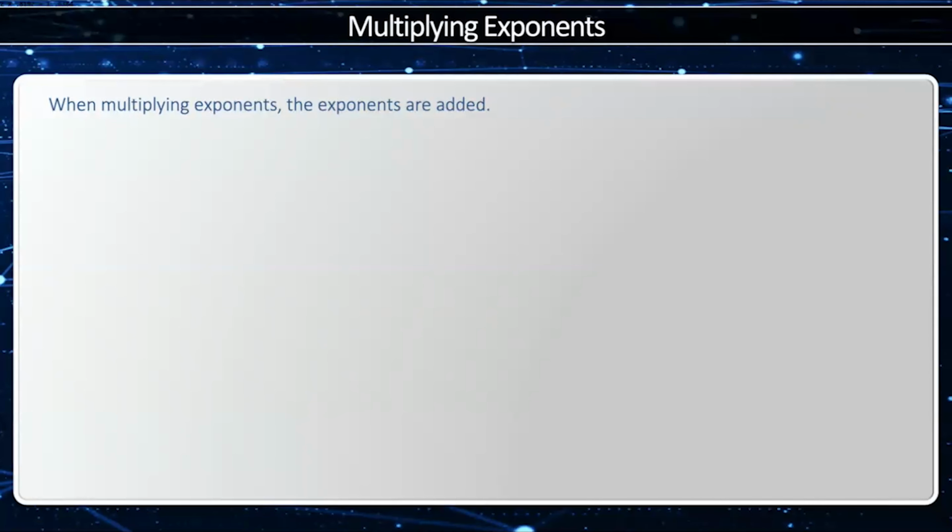Now, before we get too far into this, we need to review a little bit of math. When multiplying exponents, the exponents are added. Let's say 100 times 1,000, and that's, of course, 100,000. That's the same as 10 squared times 10 cubed, which is 10 to the fifth, which is also 100,000. Notice how the 2 and the 3 get added to the 5.